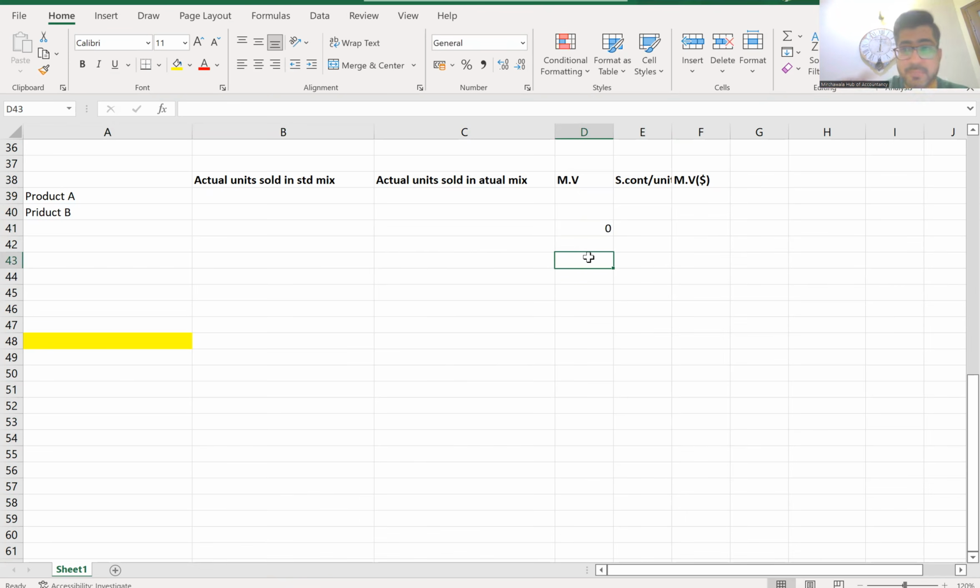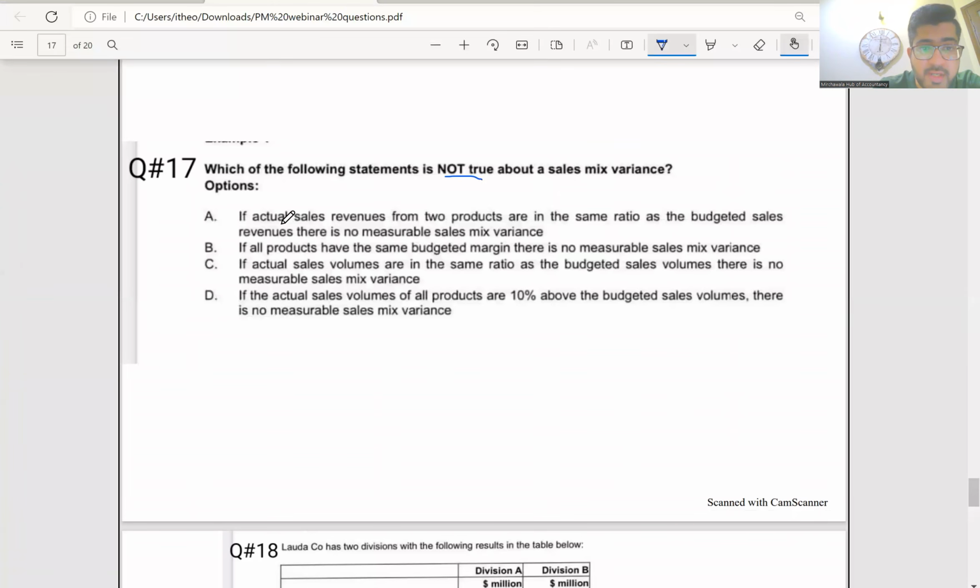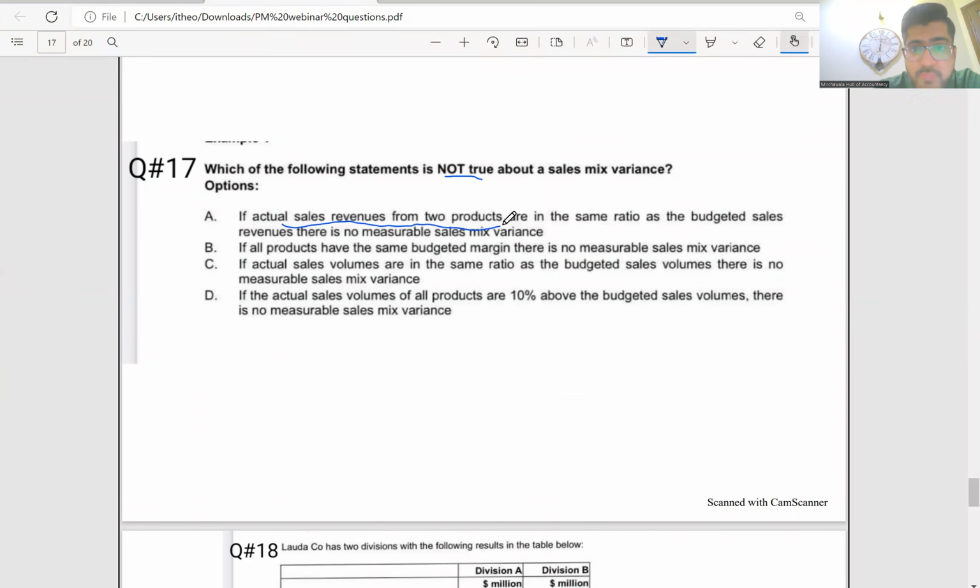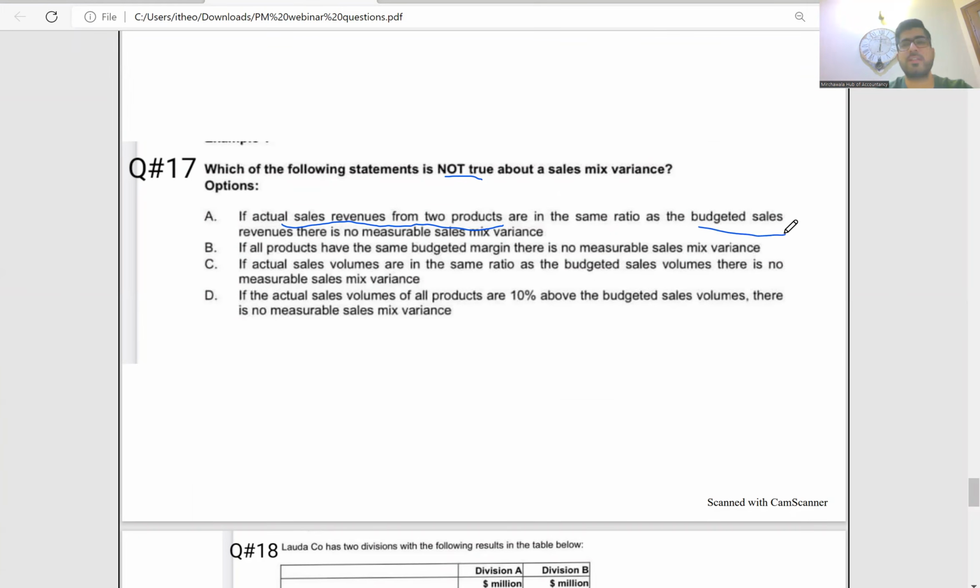So when does mix variance not come? When actual units sold in standard mix and actual units sold in actual mix are absolutely the same, then there is no mix variance. What is this saying? If actual sales revenues from the two products are in the same ratio as budgeted revenues, then there won't be any mix variance.